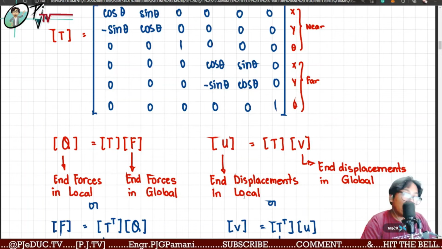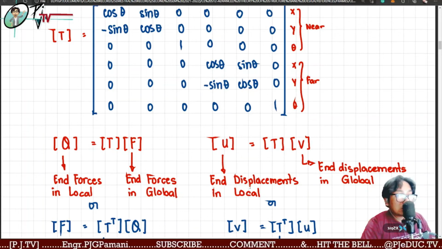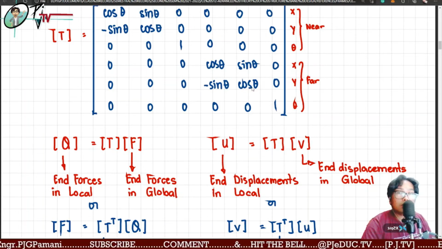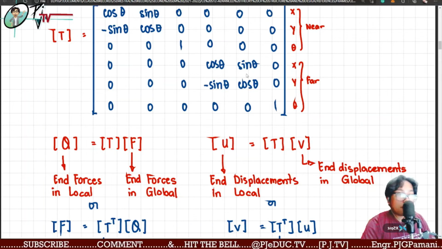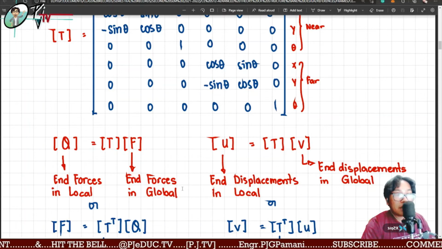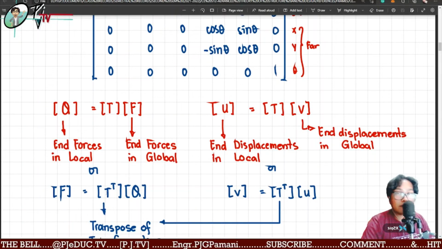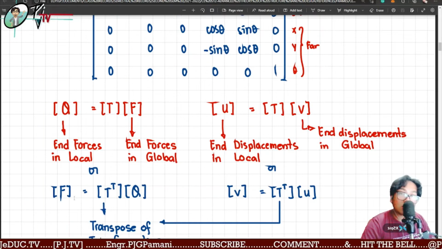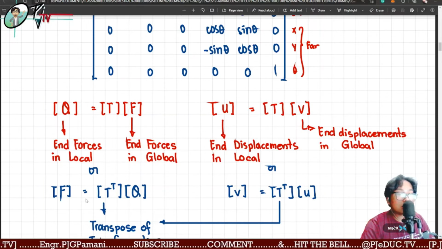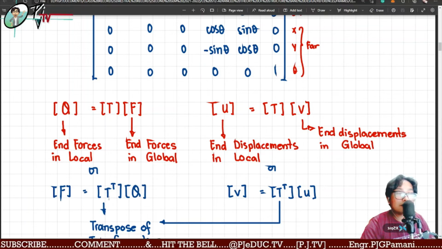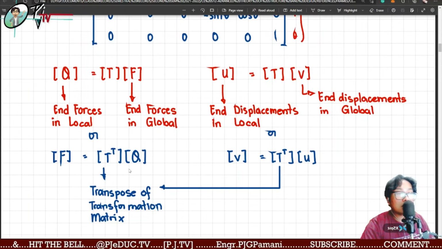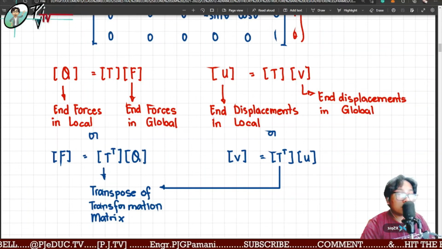Computing the end displacement in local coordinate system, that is equal now to the transformation matrix of the member times the end displacement in global coordinate system. And either way, if we're going to solve the end forces on the global coordinate system, that is simply equal to the transpose of the transformation matrix times the end forces on the local coordinate system.